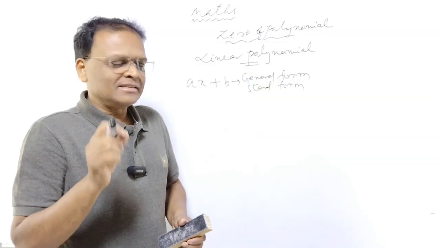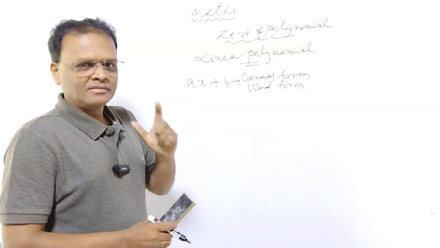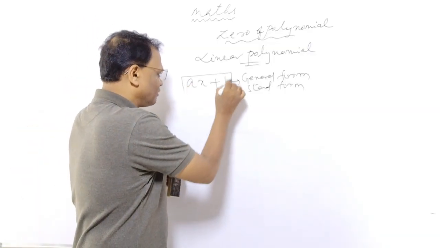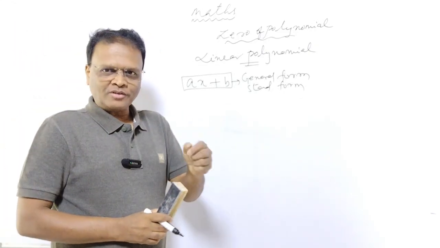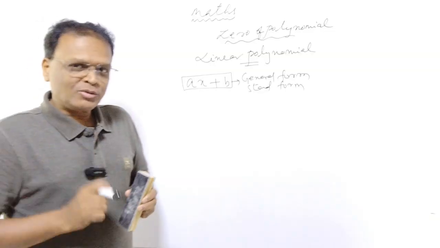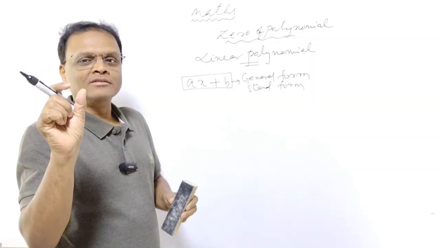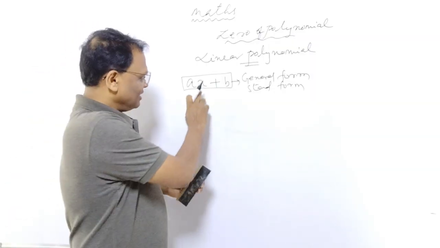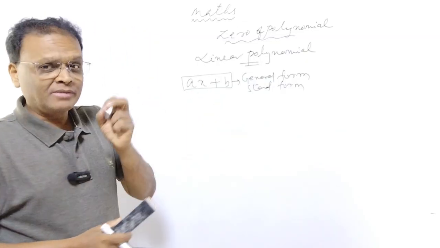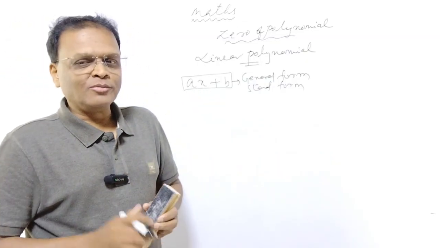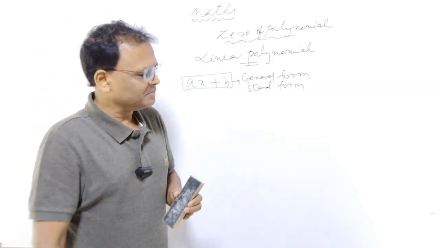I want to find the 0 of this polynomial. This is a linear polynomial. Why? Because the degree is 1. What is the 0 of this polynomial? If I want to find the 0 of the polynomial, what am I going to find? I am going to find the value of x. That value of x is nothing but the 0 of this polynomial. So whenever I am finding the zeros of the polynomial, what am I finding? Again I repeat, the x value. The x value is nothing but the 0 of the polynomial.